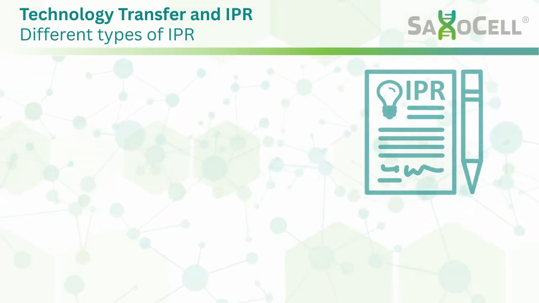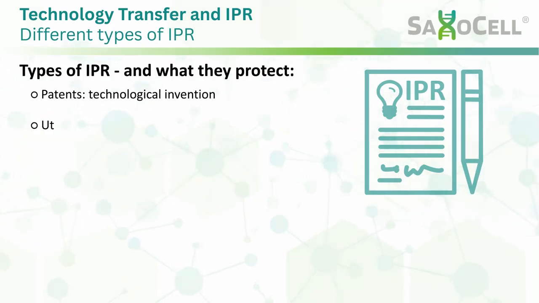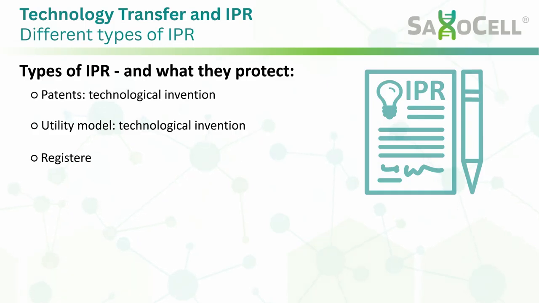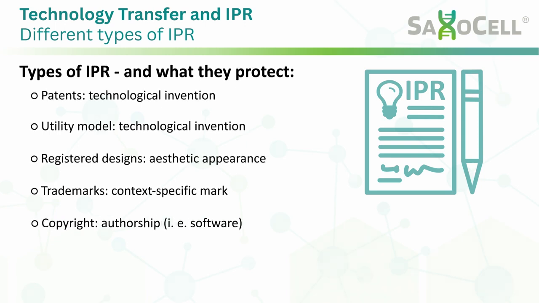Intellectual property rights come in various forms, each offering specific protections. Patents and utility models safeguard technological inventions. Registered designs protect aesthetic appearances. Trademarks secure context-specific marks. Copyright defends authorship like software. And trade secrets shield unpublished know-how.